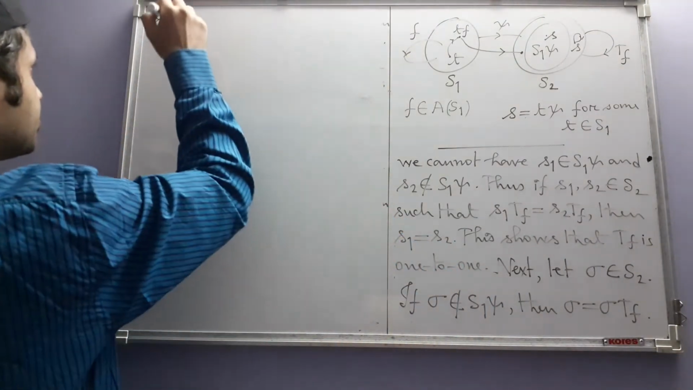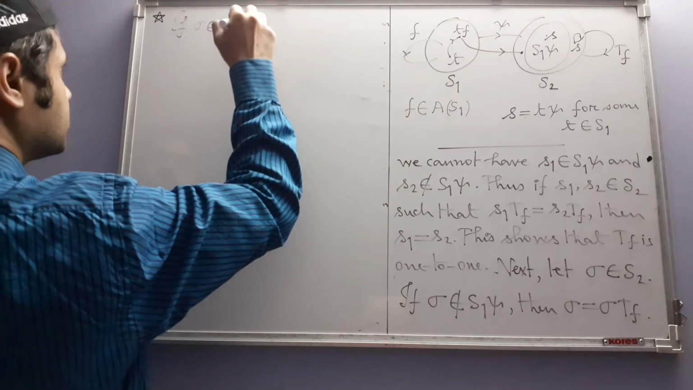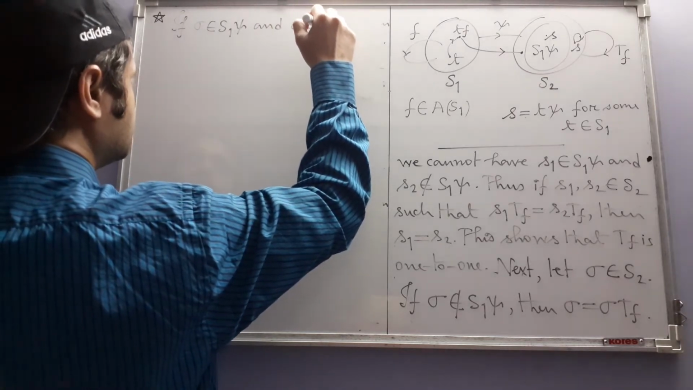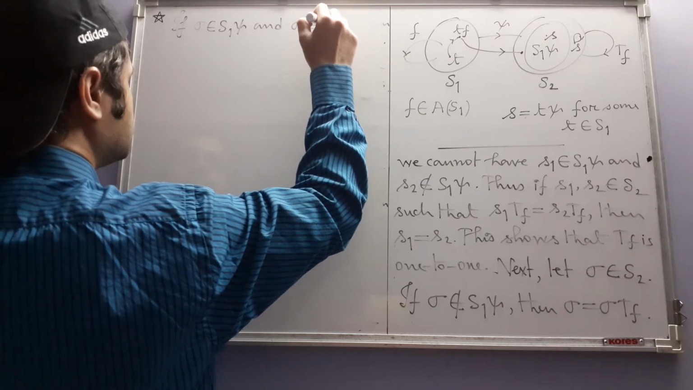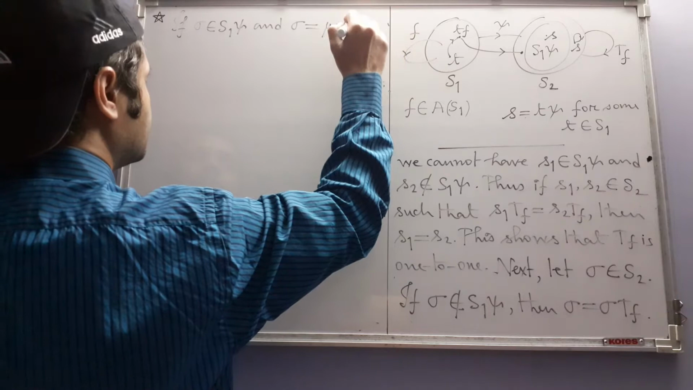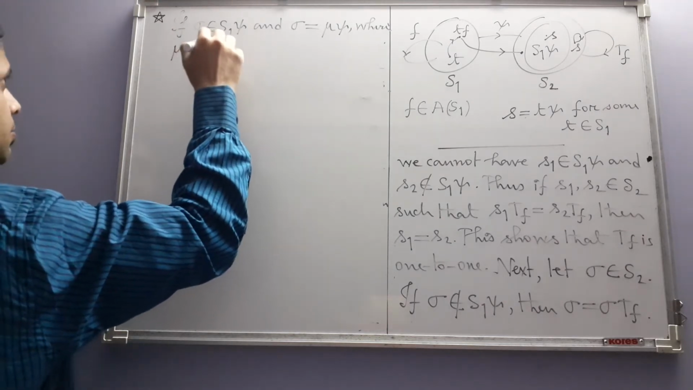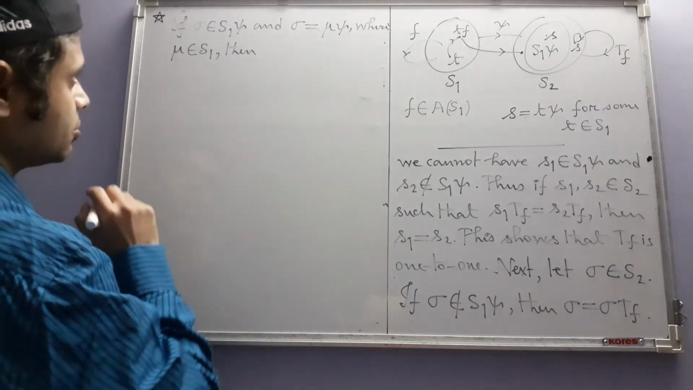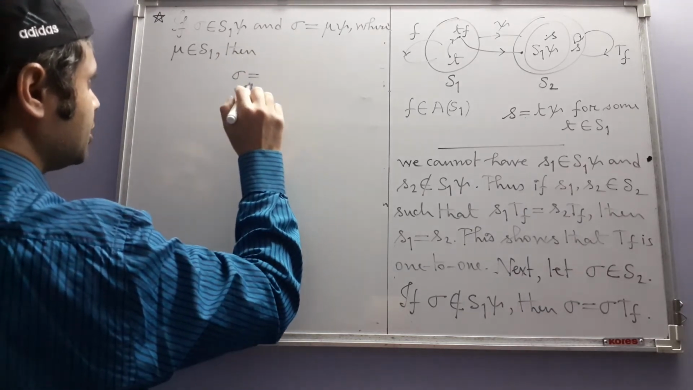If on the other hand sigma belongs to S1 psi and sigma is equal to, we can take anything, sigma equal to mu psi, where mu belongs to S1, then we want sigma to appear as the TF image of something.